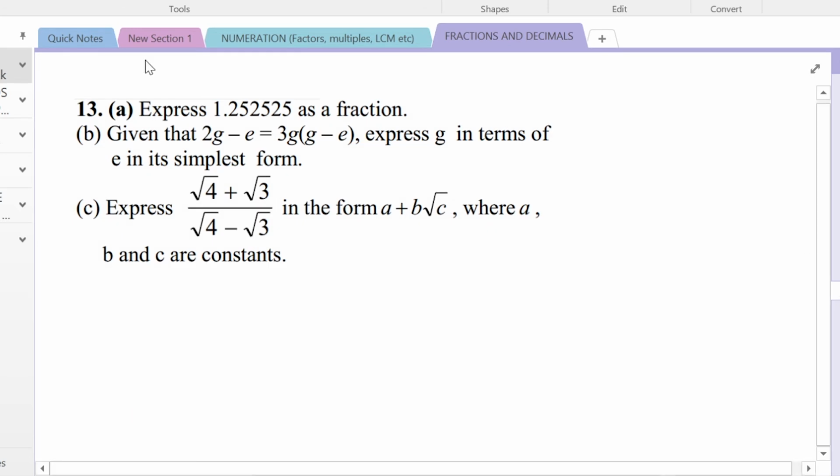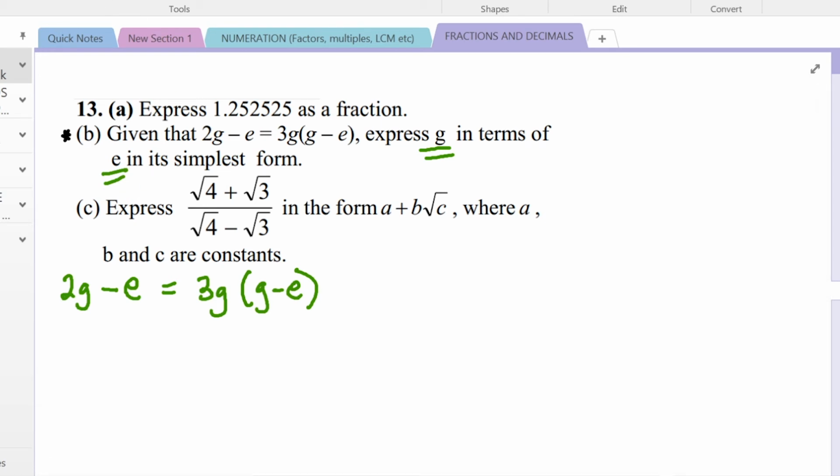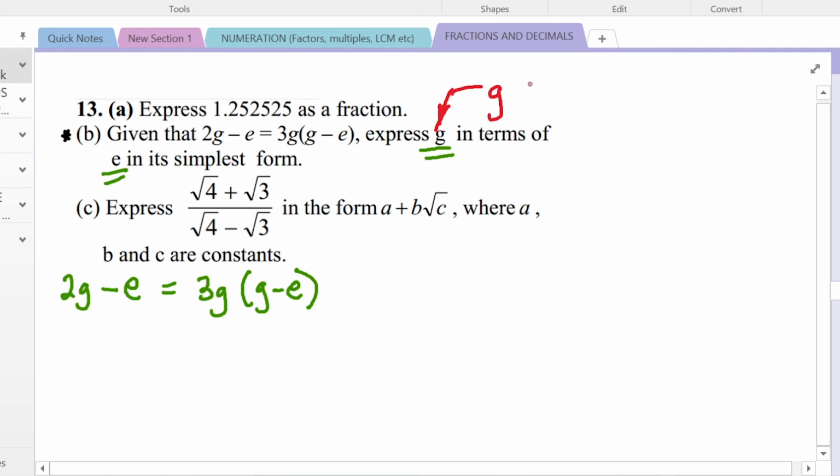So moving on to part B, let's do it like this. Part B is giving us this: 2g minus e is equal to 3g into (g minus e). And we are being asked to express g in terms of e in its simplest form. In other words, if they are telling us to express g in terms of e, it's as good as telling us to make g the subject of the formula.